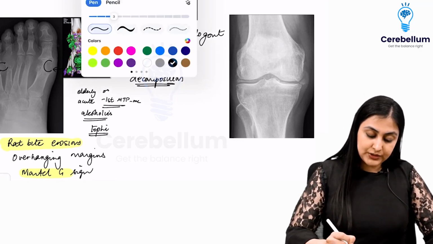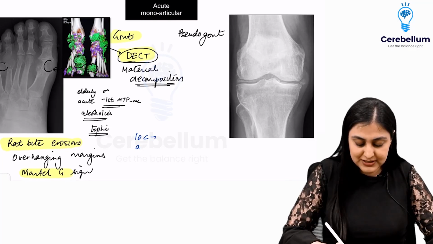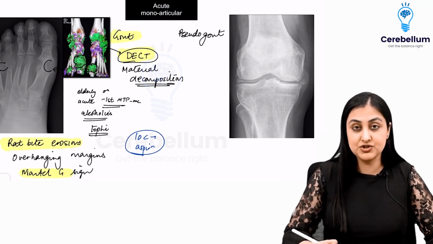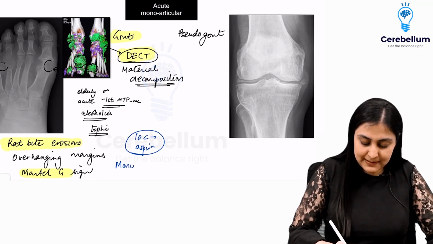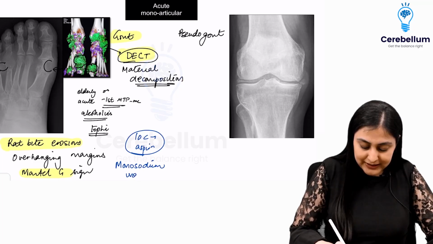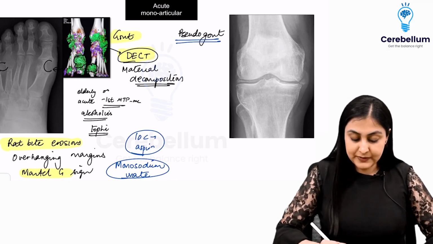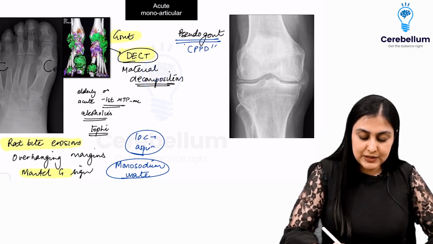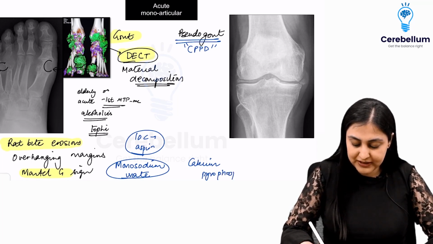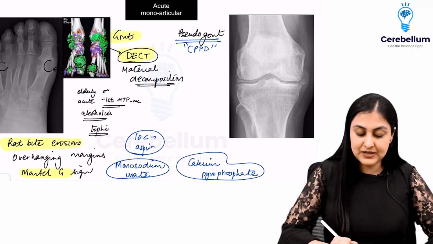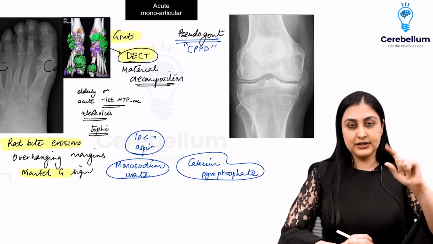Now, in gout or in pseudo gout for that matter, which are crystal arthropathies, remember the investigation of choice is aspiration. You've got to do synovial aspiration and look for these crystals. In gout, what is the crystal which is deposited? It is MSU, that is monosodium urate crystals. Pseudo gout is when you have deposition of CPPD, calcium pyrophosphate. Here you have calcium pyrophosphate crystals deposited, hence the name CPPD, calcium pyrophosphate deposition. Okay, so they differ in the crystals.